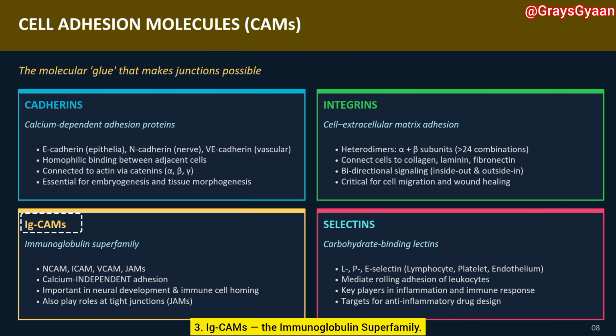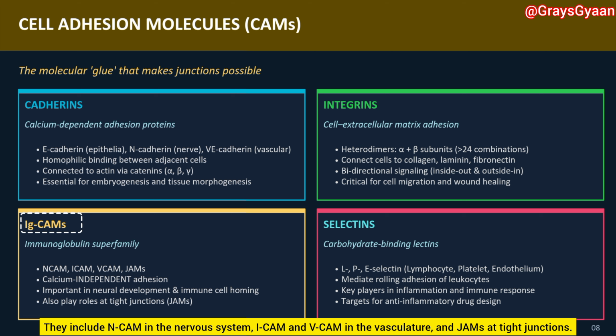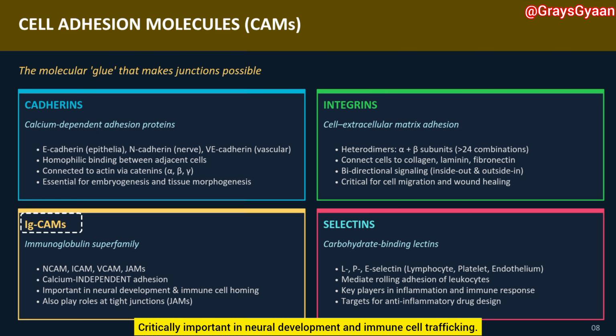Number 3, IgCAMs, the immunoglobulin superfamily. These are calcium-independent adhesion molecules. They include NCAM in the nervous system, ICAM and VCAM in the vasculature, and JAMs at tight junctions. Critically important in neural development and immune cell trafficking.